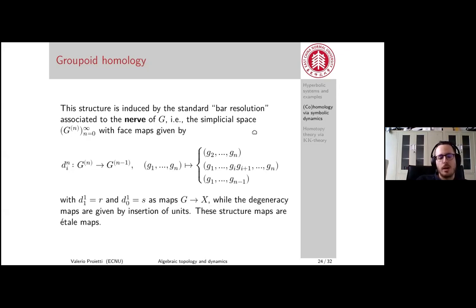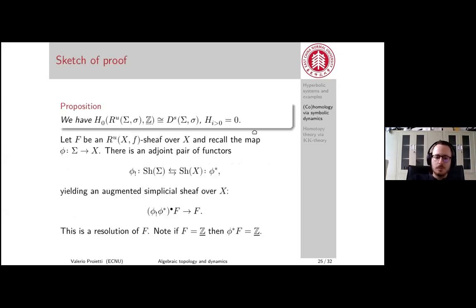And then in the case where I have n equal 1, the arrows are given by range and source. The general case is not important for us, but it's given by insertions of units. Okay, so now how does this homology of groupoid relate to what we have here?